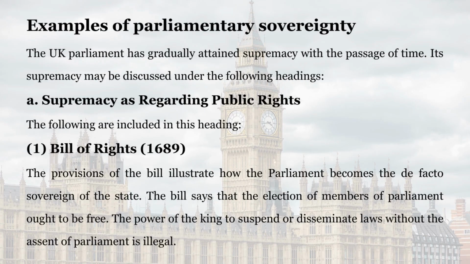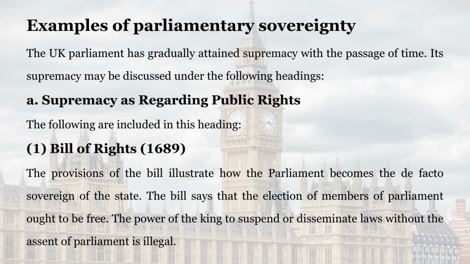Examples of parliamentary sovereignty. The UK Parliament has gradually attained supremacy with the passage of time. Its supremacy may be discussed under the following headings. A. Supremacy regarding public rights. The following are included in this heading. 1. Bill of Rights, 1689. The provisions of the bill illustrate how the Parliament became the de facto sovereign of the state.